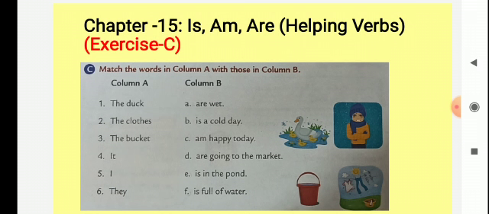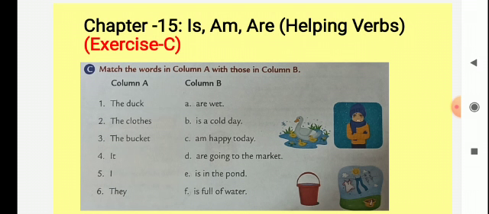Number 2, the clothes. We are talking in plural. So are should be used. We can see it is drying on the rope. So what can we say? The clothes are wet. Okay. Number 3, the bucket. We see singular, one bucket, and it has got water and it is full. So the bucket is full of water.